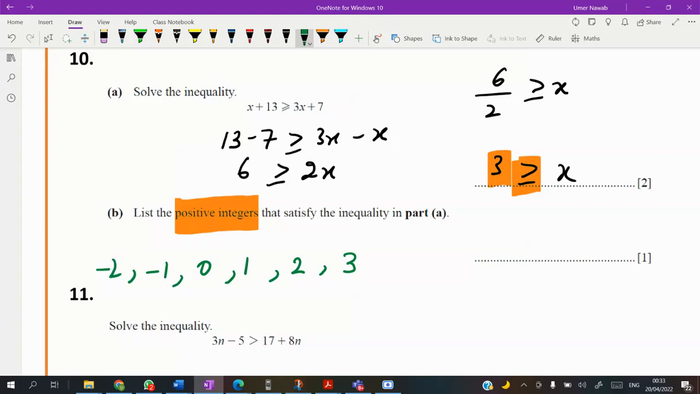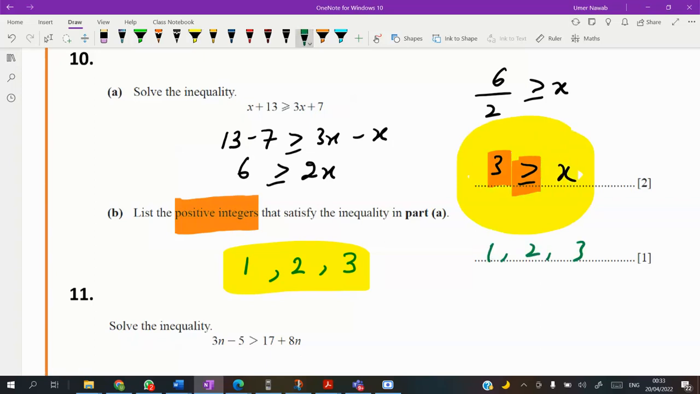Is he willing to see all the integers? No, he is willing to see only the positive integers. No need to write minus 2, minus 1, 0. So your answers are 1, 2, 3, because he said to write only the positive integers which satisfy this inequality. So the answers are 1, 2, and 3.